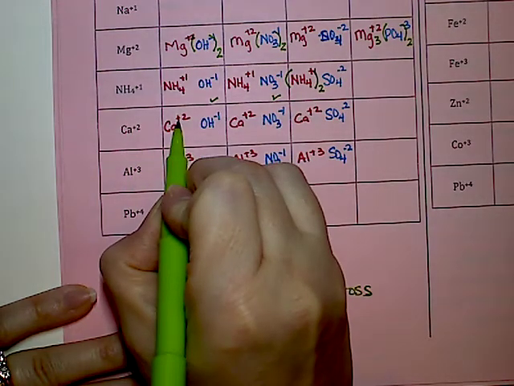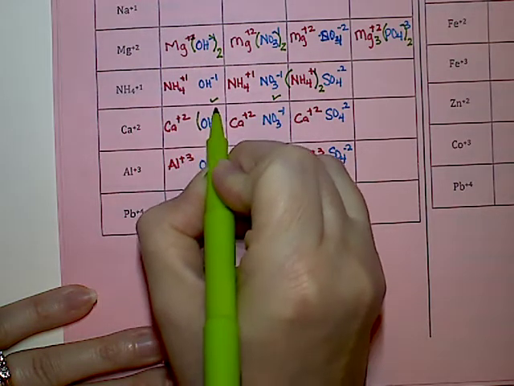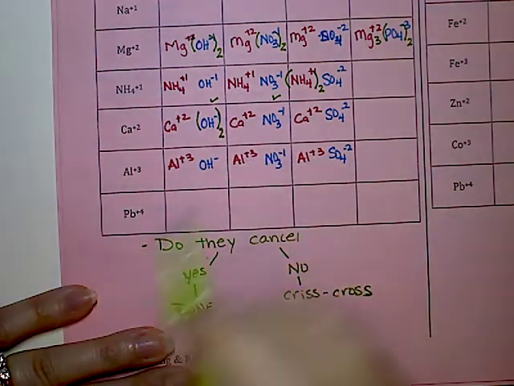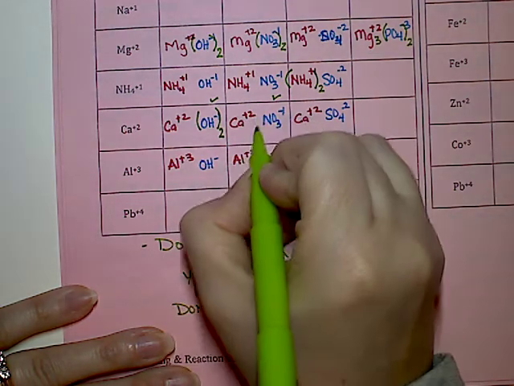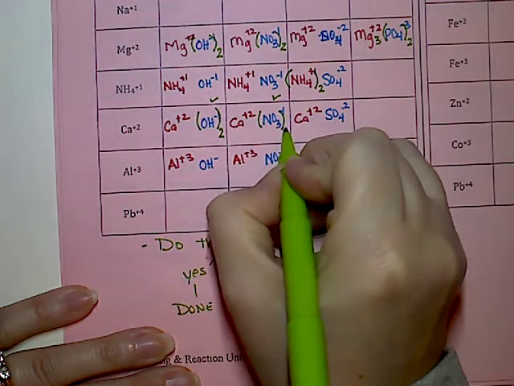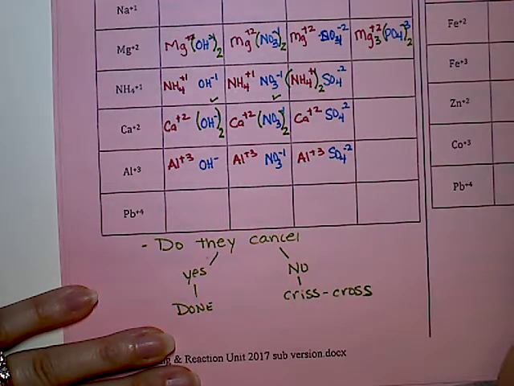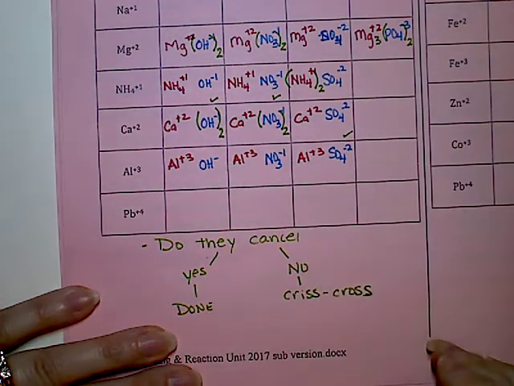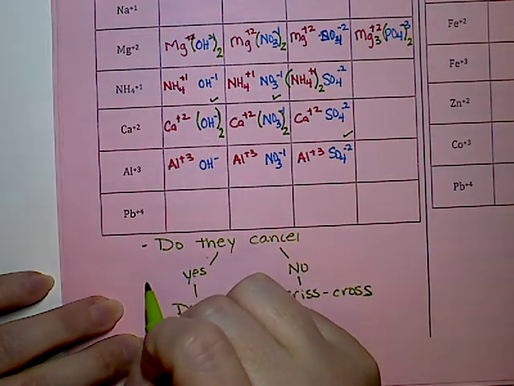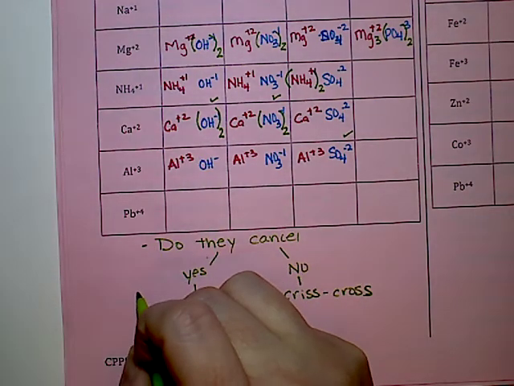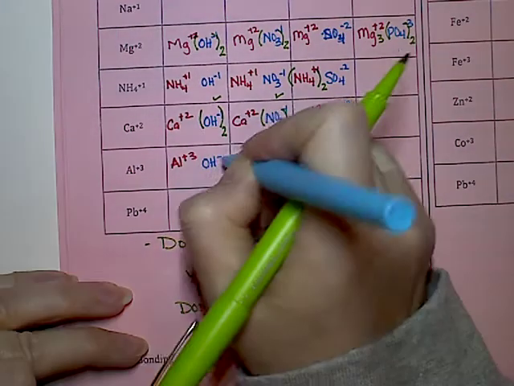Calcium's row, +2, -1, they do cancel. I don't have to worry about bringing my 1 down, parentheses and 2. Calcium and nitrate, +2, -1. I don't need to bring my 1 down, but I need parentheses for my 2. Calcium +2, -2, they cancel, so I'm done. Notice I'm not changing the formulas. I'm not doing any math here. I'm just literally bringing superscripts down to subscripts. Oops, I forgot to write my 1 in here.